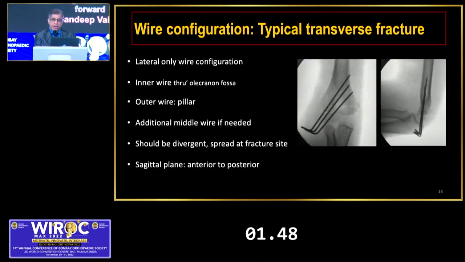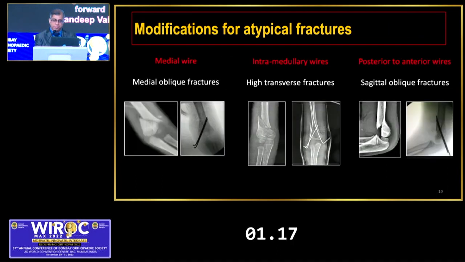Stabilization of a typical transverse fracture can be achieved by insertion of lateral K-wires. So the number of wires can be 2 or 3 depending upon the stability of the fracture. Out of these wires, the inner wire must pass through the olecranon fossa because this gives a stable fore cortex hold. The outer wire is the pillar wire. Additionally, there must be sufficient divergence and spread between the inner and outer wires at the level of the fracture site. In the sagittal plane, the wire should pass from slight anterior to posterior.